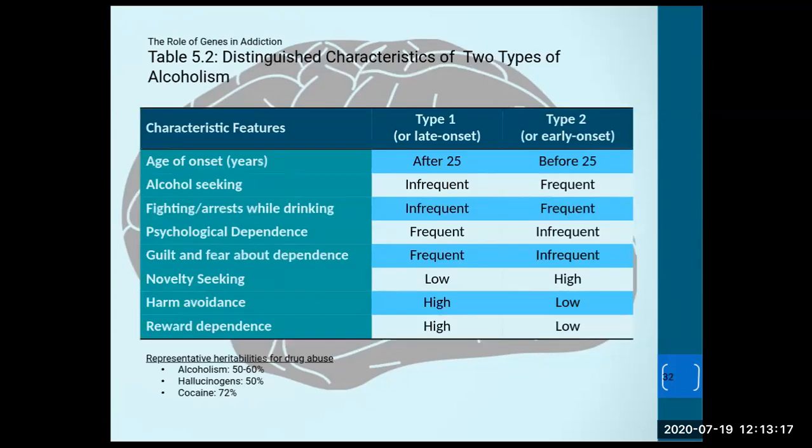Looking at the genes involved or the characteristics of alcoholism, we find that there's actually more than one type.